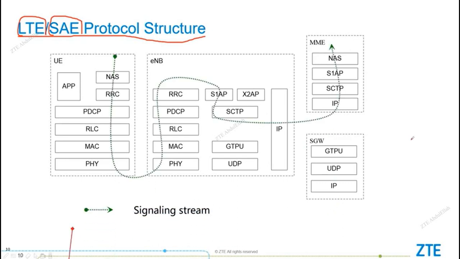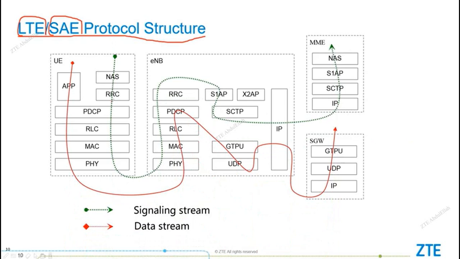And here you can find they have two lines, green lines and red lines. The green line is the signaling stream and the red line is the data stream. So the signaling stream you can think of as just like the control plane, and the data stream just like the user plane. Okay, let's see the user plane first. This is just like if one UE wants to do some data services, how is it processed in the protocol?